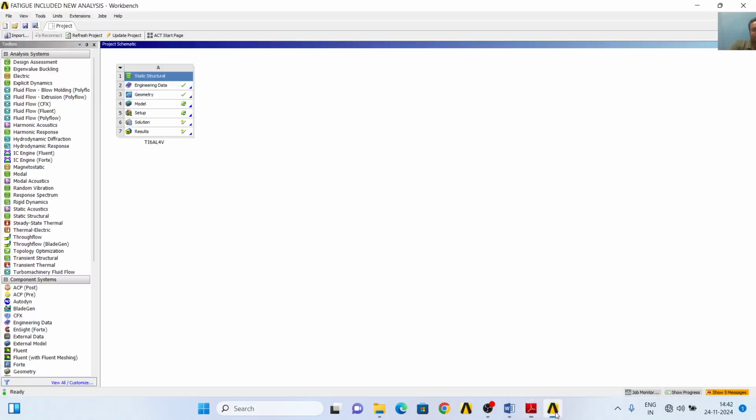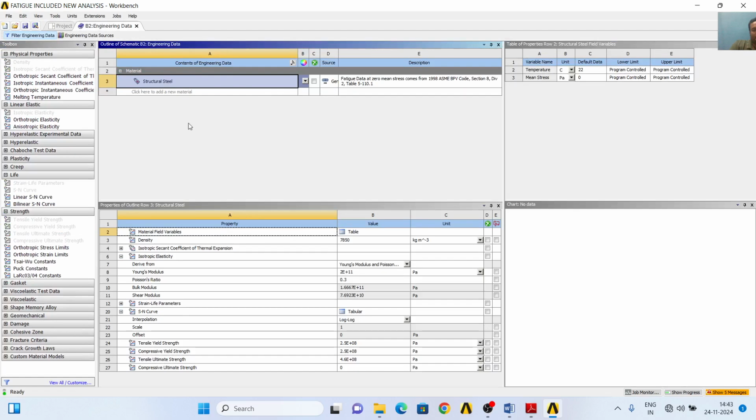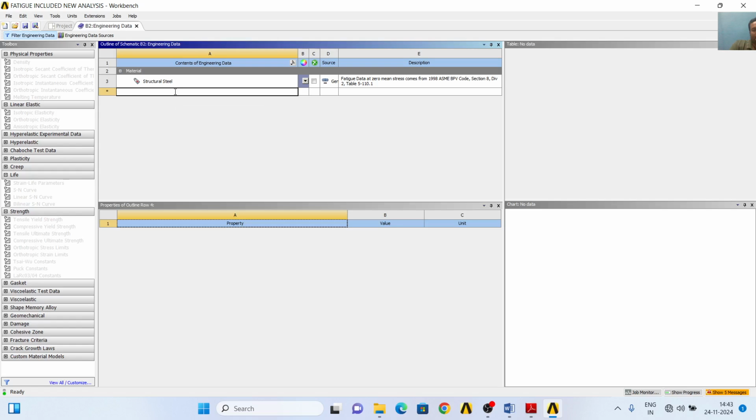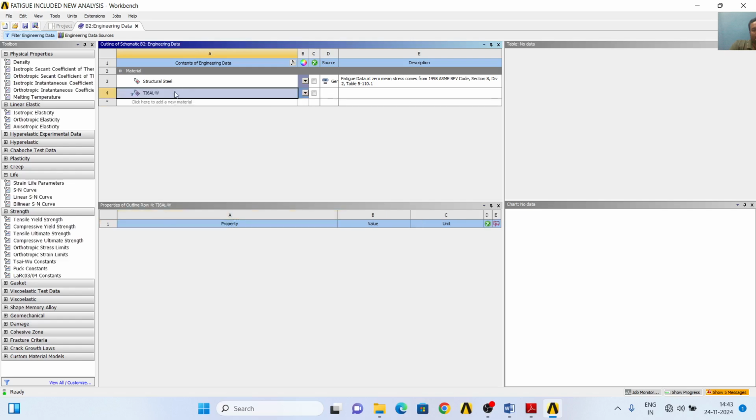We will first go into the Ansys Workbench, and I will create a static structural analysis. I will go to the engineering data tab and create two materials, namely titanium 6Al4V, and I will press enter.